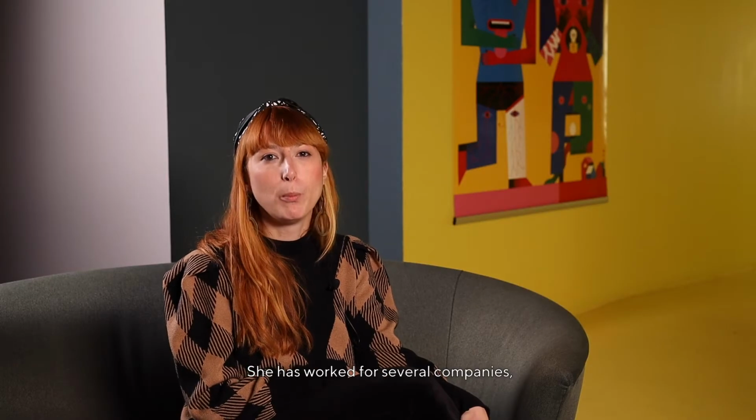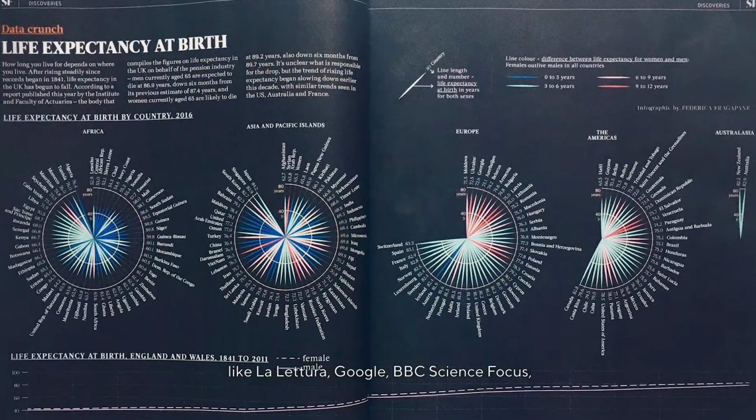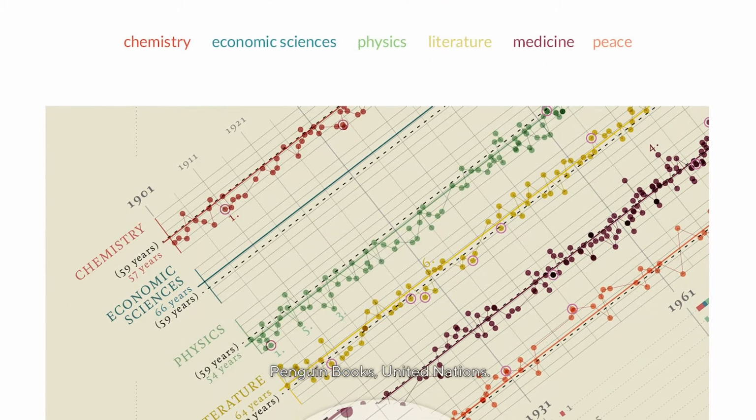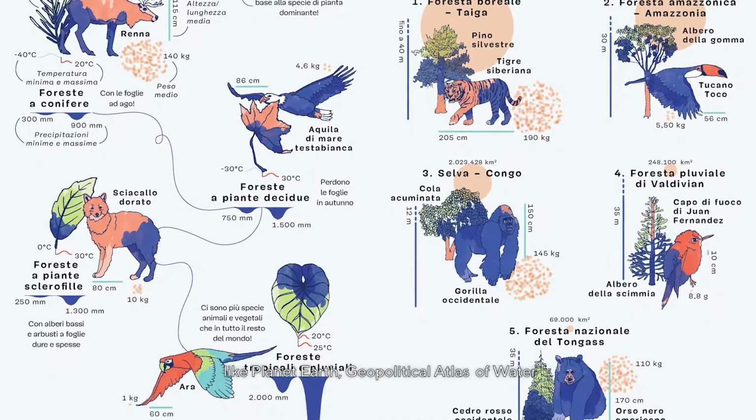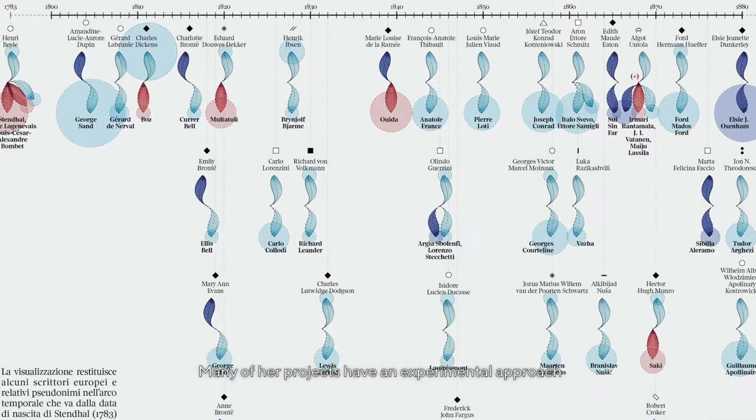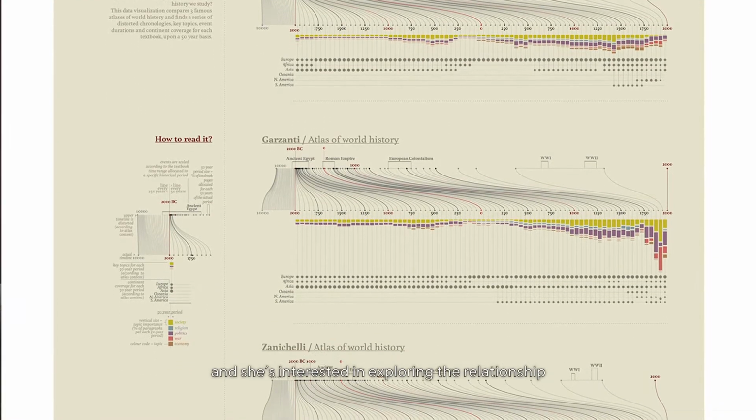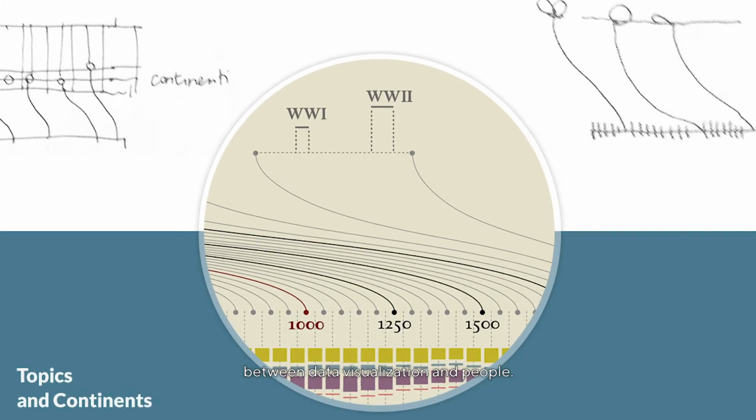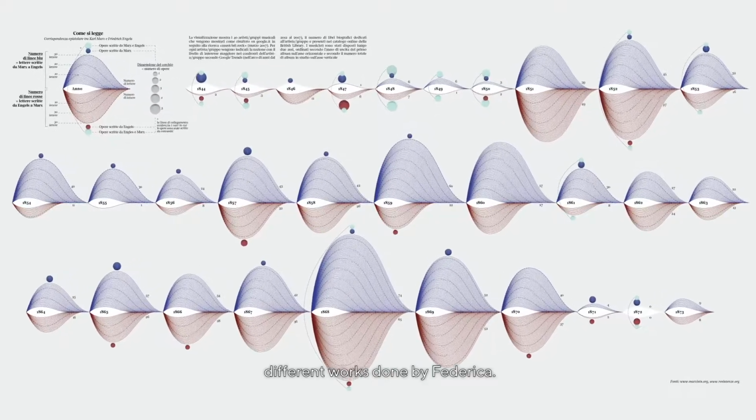One of our teachers is Federica Fragapane. She's an independent information designer. She has worked for several companies like La Lettura, Google, BBC Science Focus, Penguin Books, United Nations. She's co-author of different infographic children's books like Planet Earth and Geopolitical Atlas of Water, and author of Stories Behind the Line. Many of her projects have an experimental approach, and she's interested in exploring the relationship between data visualization and people. Here, for example, you can see different works done by Federica.